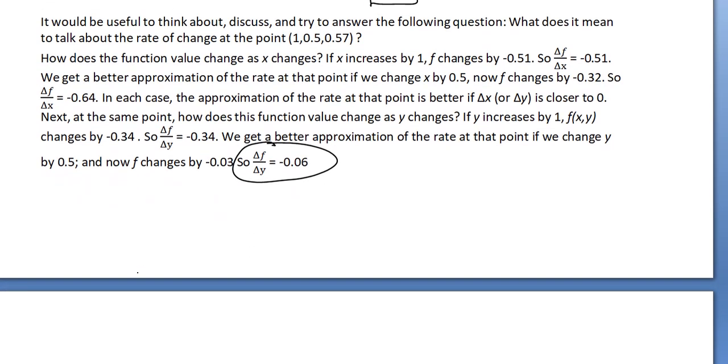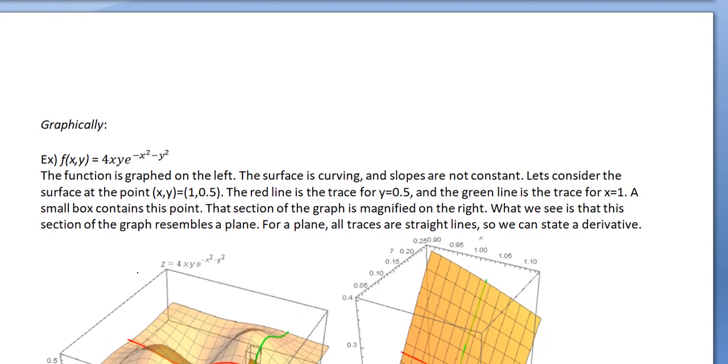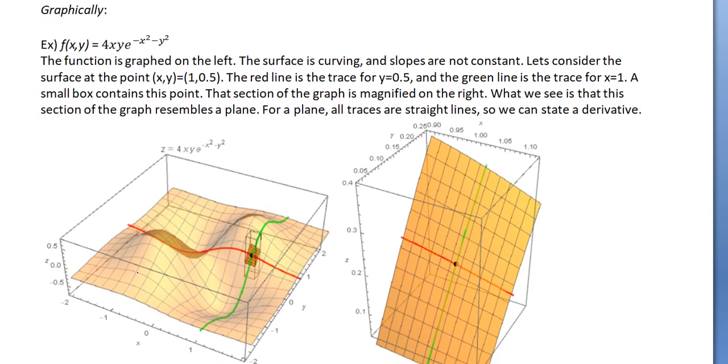Now, what about graphically? So graphically, let's look at a couple different graphs here. First of all, on the left side, we've got the function. Now, of course, the graph is curving and slopes are not constant. So let's hone in on the point where x equals 1 and y equals 0.5. I've got the trace in green where x equals 1 and the trace in red where y equals 0.5, and they'll intersect at the point we're interested in.